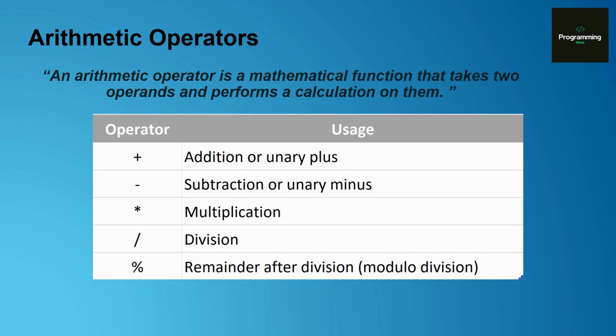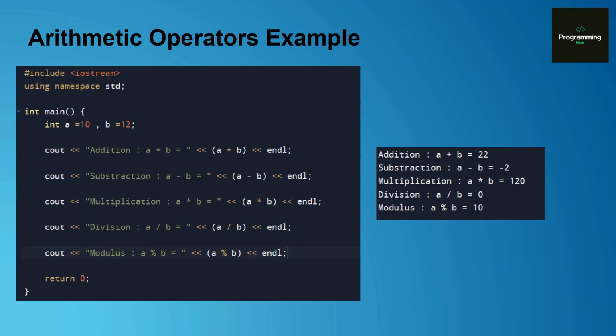Arithmetic operators are mathematical functions that take two operands and perform the calculation on them. So addition, subtraction, multiplication, division, and the modulo operator are nothing but the arithmetic operators. Now if you look at the example on the left-hand side, you will see there are two operands, A and B, having the values 10 and 12. Whenever you use an arithmetic operator, you need to put an operand on both of its sides. So you can see the addition A plus B gives us 22.